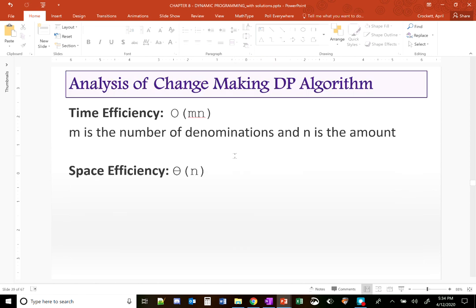Our time analysis and space analysis of the change-making dynamic programming algorithm. So time efficiency is big O of m times n, where m is the number of denominations and n is the amount. And space efficiency is big theta of n, because we had to create one additional array to make this algorithm work.